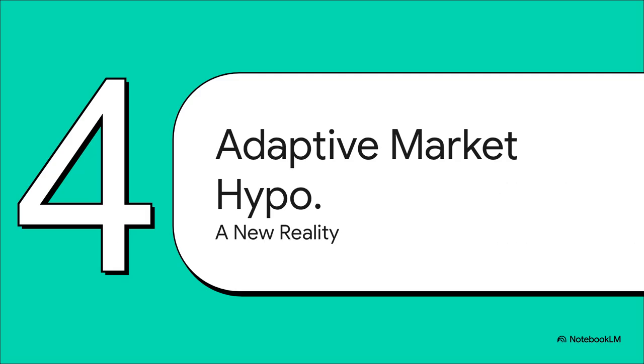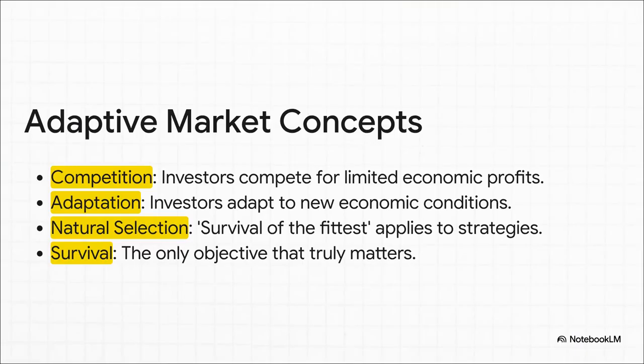So, how do we reconcile these two different worlds? The cold logic of efficient markets on one side and the observable reality of human behavior on the other? Well, a more recent theory, called the adaptive market hypothesis, attempts to bridge this very gap. The adaptive market hypothesis, which was proposed by Andrew Lo, applies principles from evolutionary biology directly to finance. It views the market as a kind of ecosystem where investors compete, they adapt, and they're subject to natural selection.